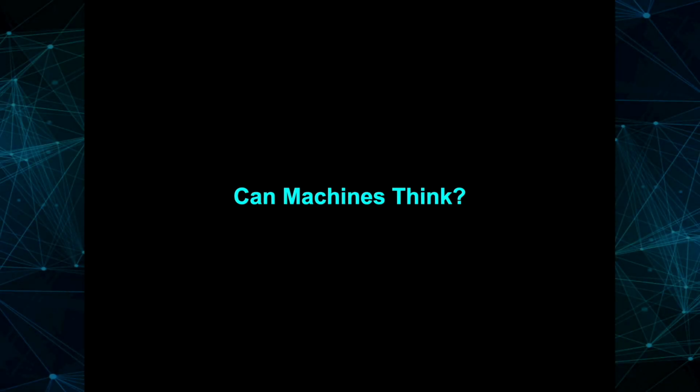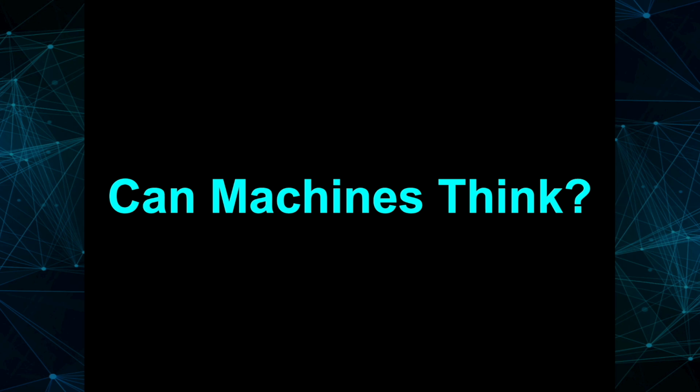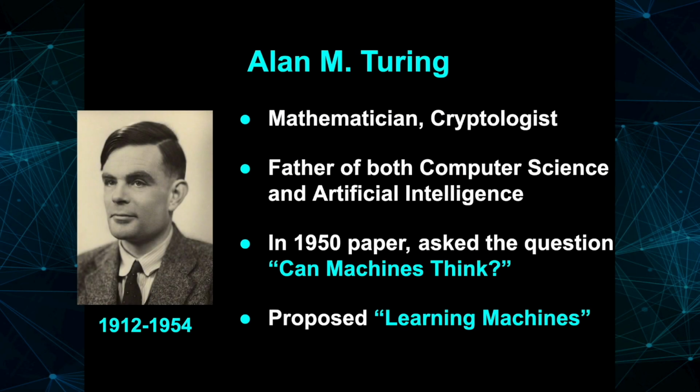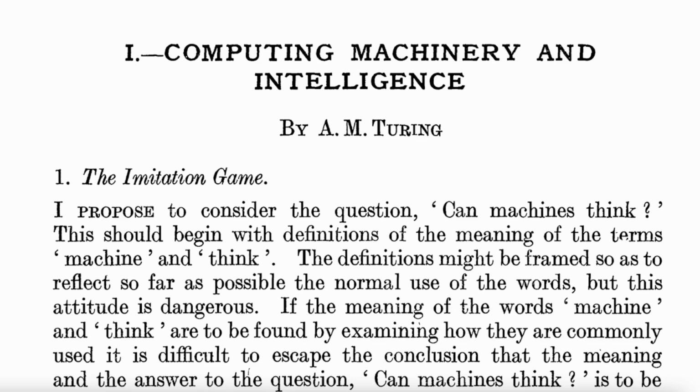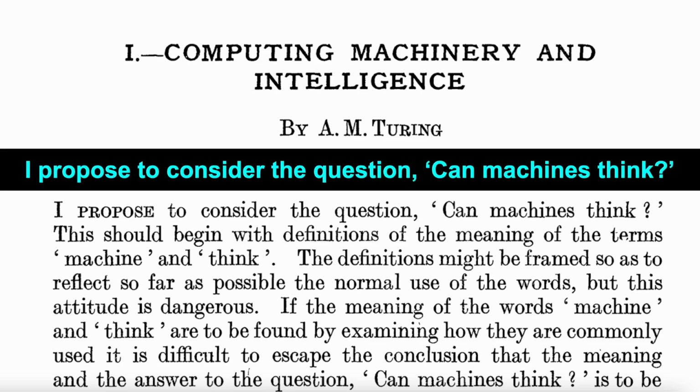Given those headlines, one might ask, can machines think? That was exactly the question Alan Turing asked in a 1950 paper. Turing is considered the father of both computer science and artificial intelligence. Let's take a look at his famous 1950 essay. The paper starts with, "I propose to consider the question, can machines think?" Turing goes on to say that computers could imitate human intelligence, but he doesn't define what we mean by thinking.